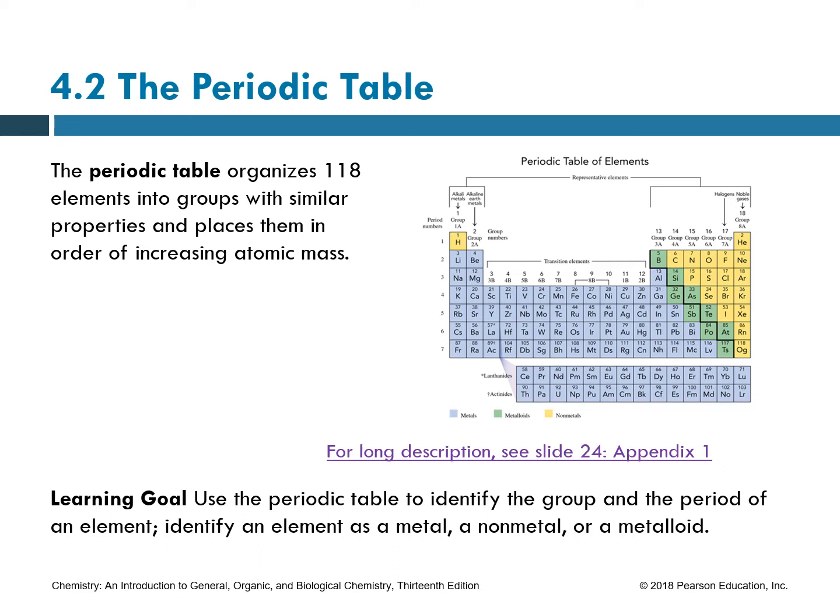These have been arranged into different groups. They have been placed in an increasing order. So you can see right here, they have been placed in an increasing order of their atomic mass. So we'll talk about what is atomic mass and what all these terminologies mean as we go through this chapter. But essentially, this is how your periodic table would look like.